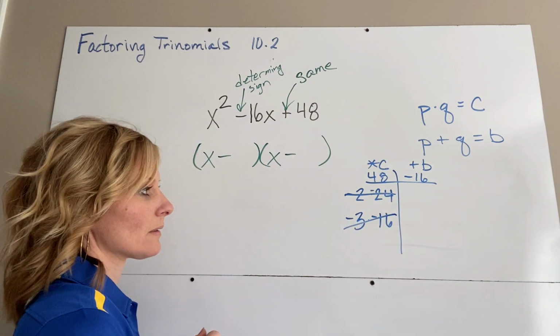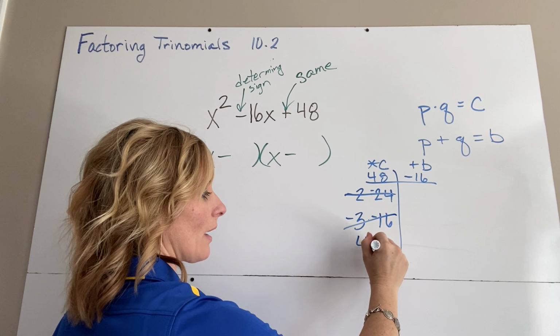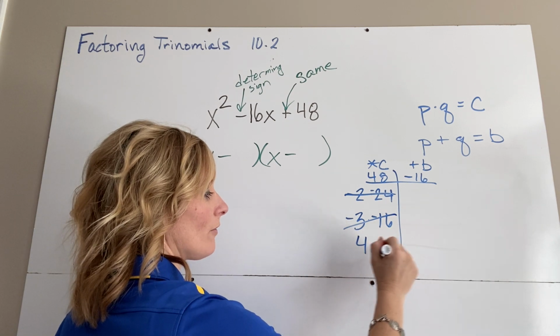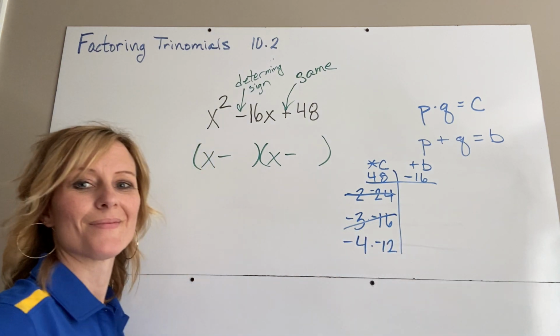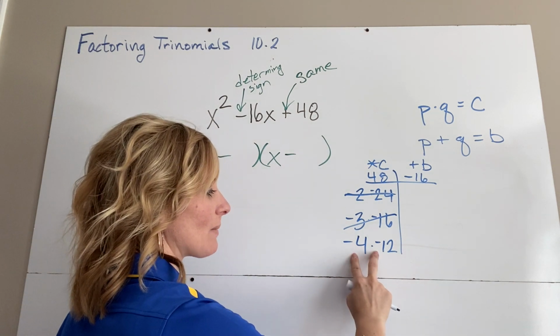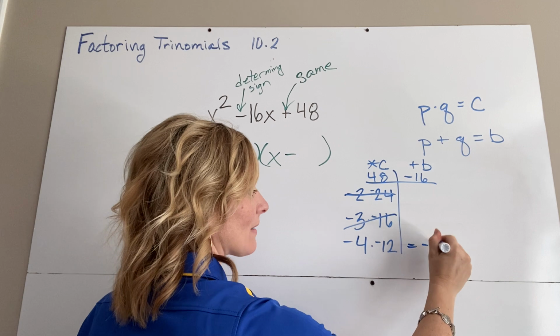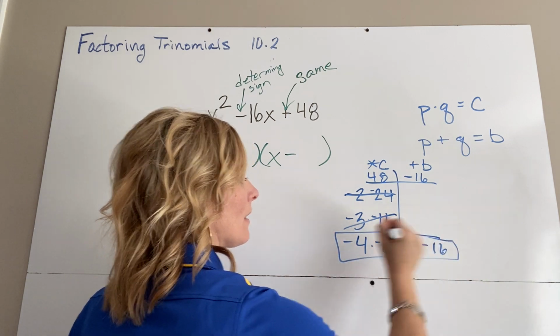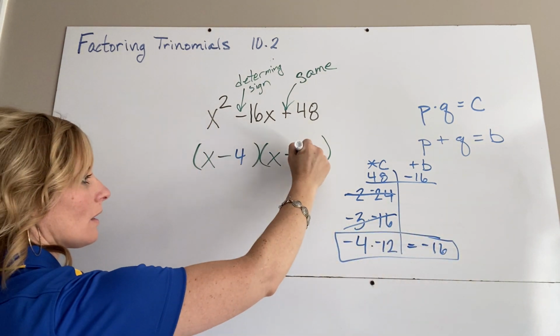Okay, what else? 4 and 12. Negative, yeah. All right, -4 and -12. Remember, when the signs are the same, we add them, so we get a -16. That's money. We got 4, 12.